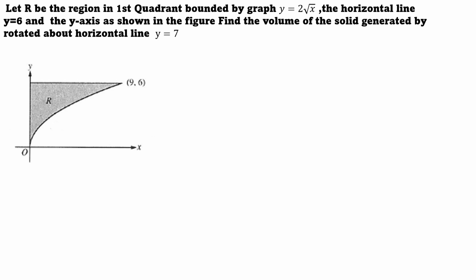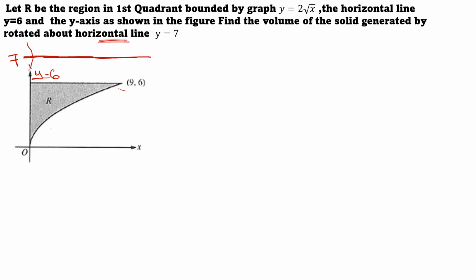Let R be the region in the first quadrant bounded by the graph y equals 2 square root x, as shown in the figure. The horizontal line is y equals 6. You can see this line is y equals 6, and the y-axis as shown in the figure. Find the volume of the solid generated when rotated about the horizontal line y equals 7. So where is 7? 7 is somewhere here.